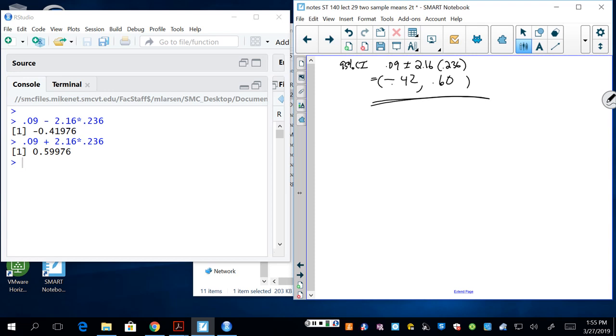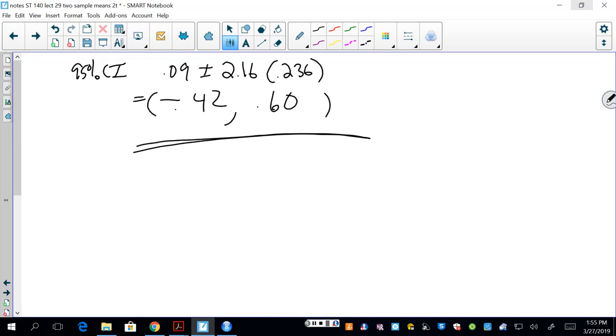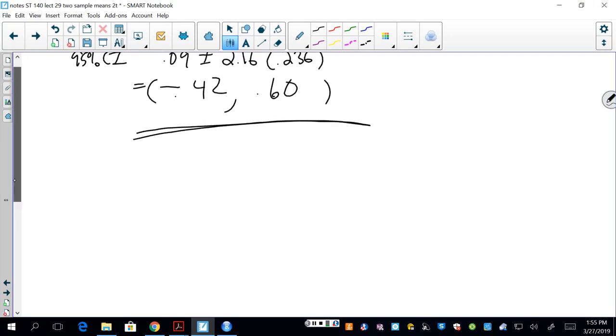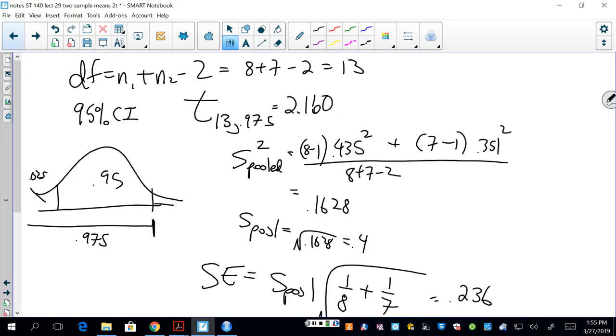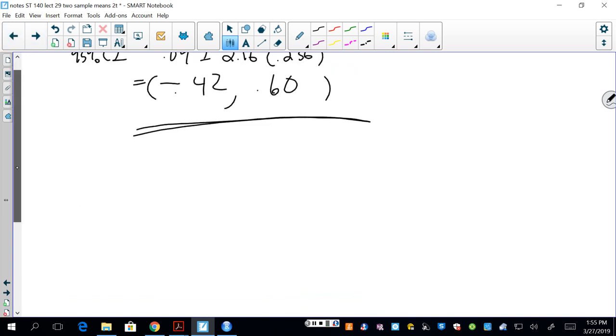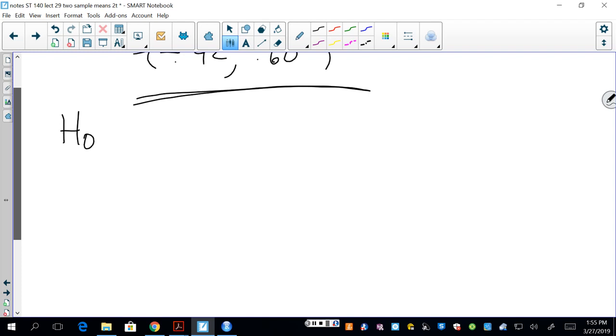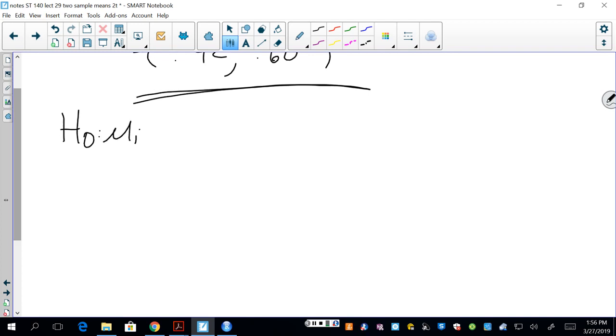The other way we do this is a hypothesis test. With this, once we have the preliminary work, all of this, degrees of freedom, a cutoff value or reference value, the pooled standard deviation, and the standard error, it's all the same. But out of that, our null hypothesis, again, always the same: no change, no difference, so that the average of the two groups is the same.